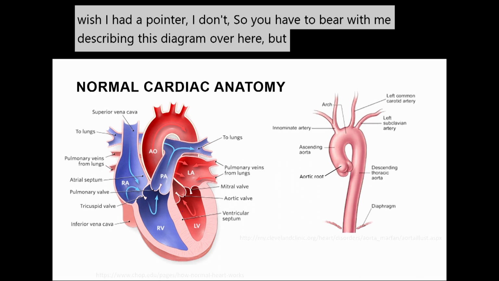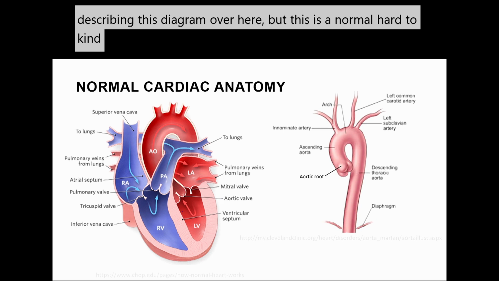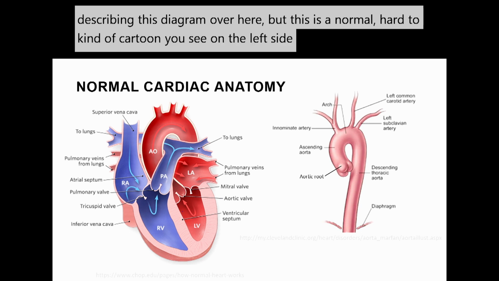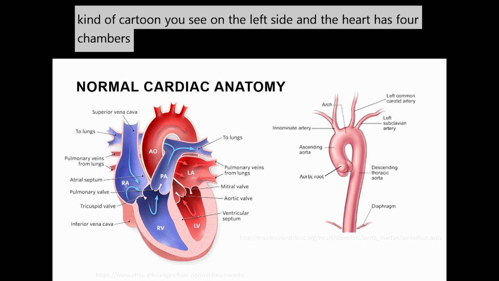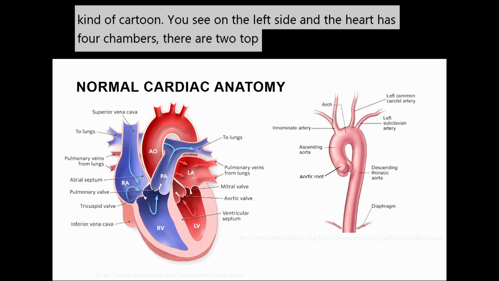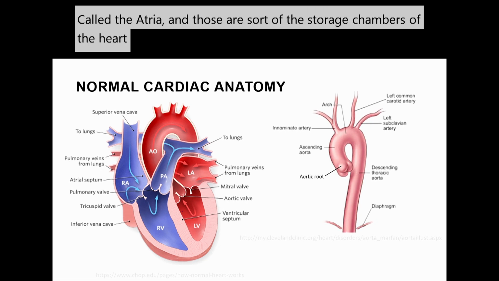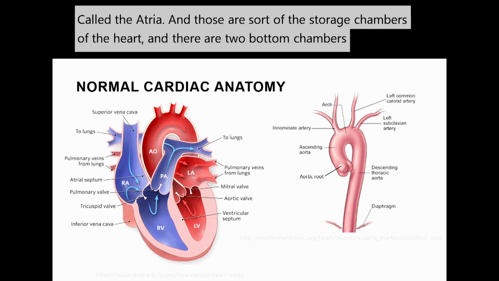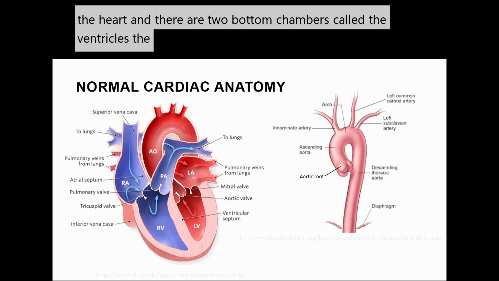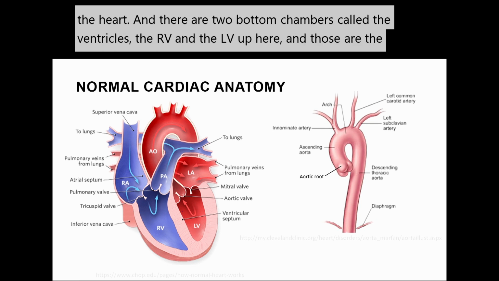But this is a normal heart, a kind of cartoon you see on the left side. And the heart has 4 chambers. There are 2 top chambers called the atria, and those are the storage chambers of the heart. And there are 2 bottom chambers called the ventricles, the RV and the LV up here, and those are the pumping chambers of the heart.